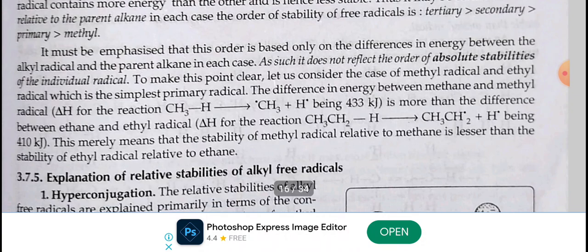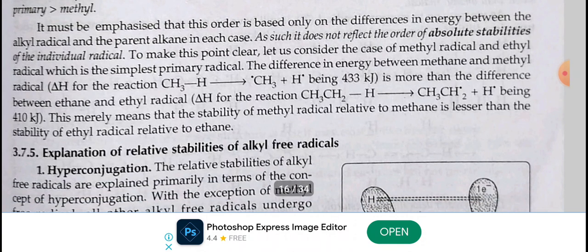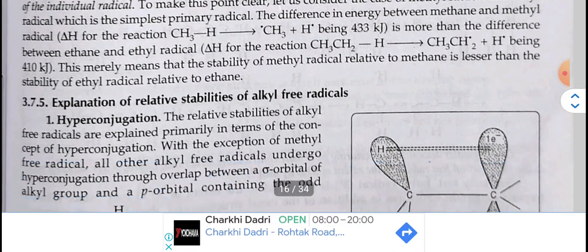Let us consider the case of methyl radical and ethyl radical, which are simple primary radicals. The difference in energy between methane and methyl radical is more than the difference between ethane and ethyl radical. This merely means that the stability of methyl radical relative to methane is lesser than the stability of ethyl radical relative to ethane.